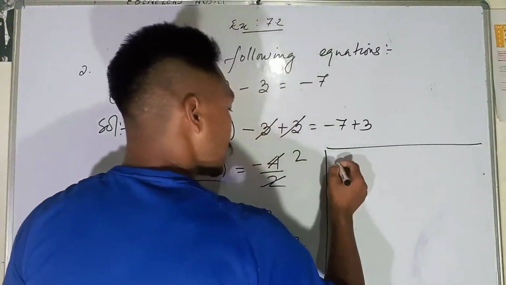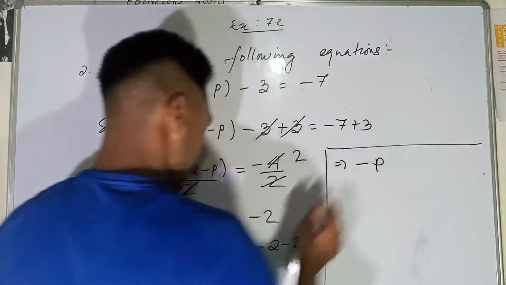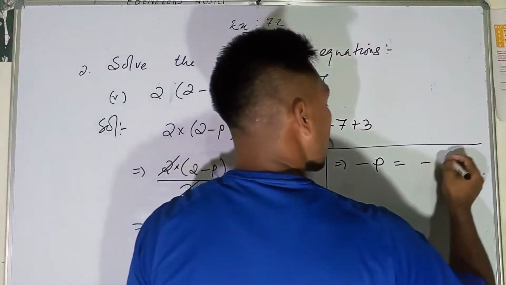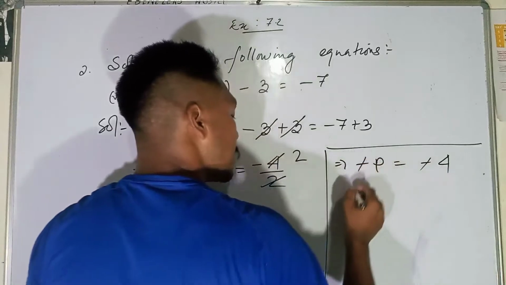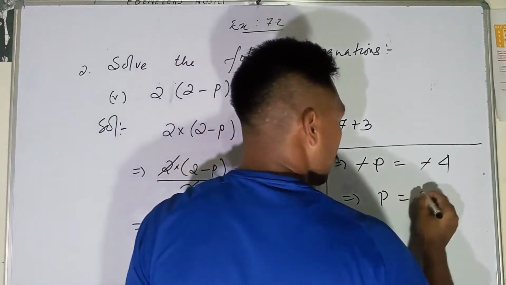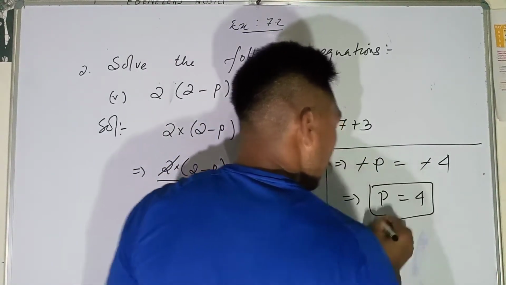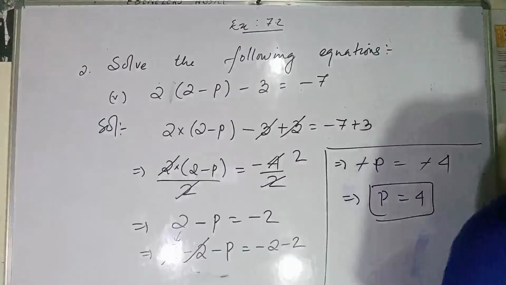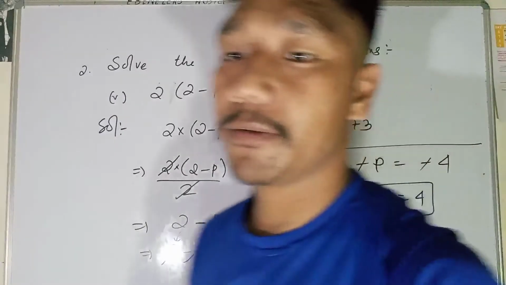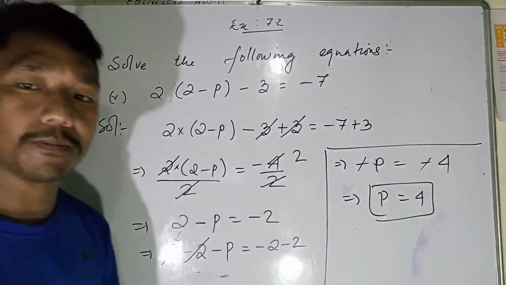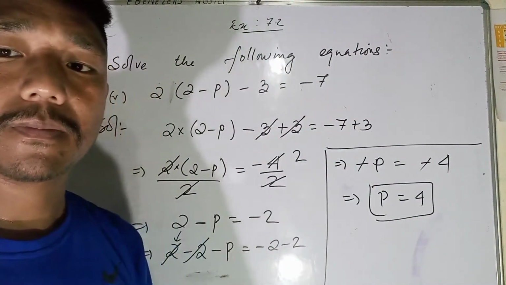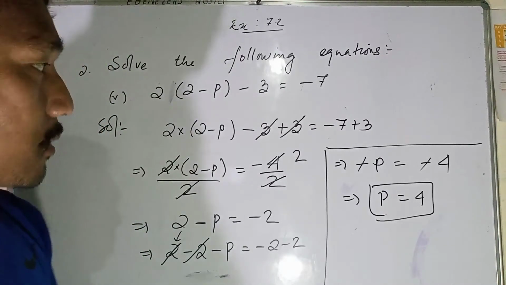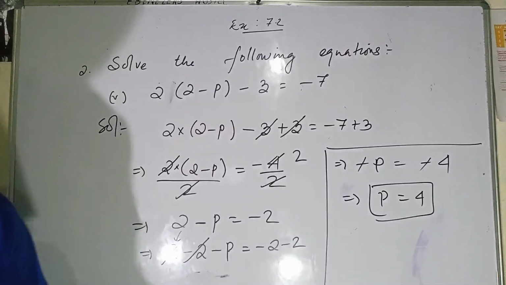So what do you get here? Minus p. This 2 and 2 cancel. Minus p is equal to minus 1. So here you see minus and minus can be easily cancelled. That means what? p is equal to 4. So this is our fifth question, Roman number 2, question number 5. Okay, so I believe that you are clear about this one. Okay, let's go with the next question, that is Roman number 8.